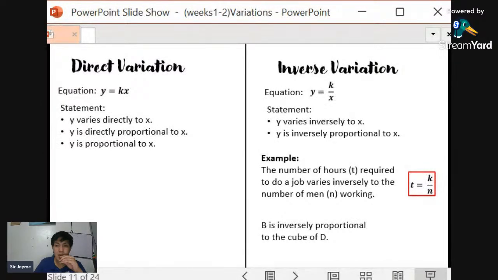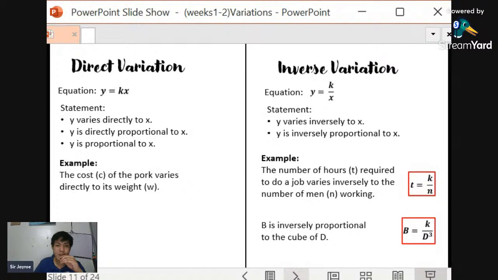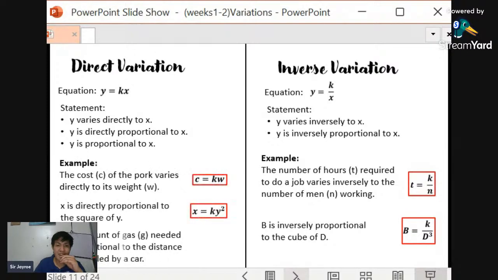Ibig sabihin, merong exponent na 3. So kindly check the answer of, sino ba yung pinaka-nauna? Nauna si Daniel Silva. Kindly check the answer of Daniel Silva. So that is the correct answer. And then of course, the others got the correct answer as well. So yun po ang tamang sagot. Dapat merong cube. And dapat capital letter. Okay, wala na yan. Sa direct na yan.